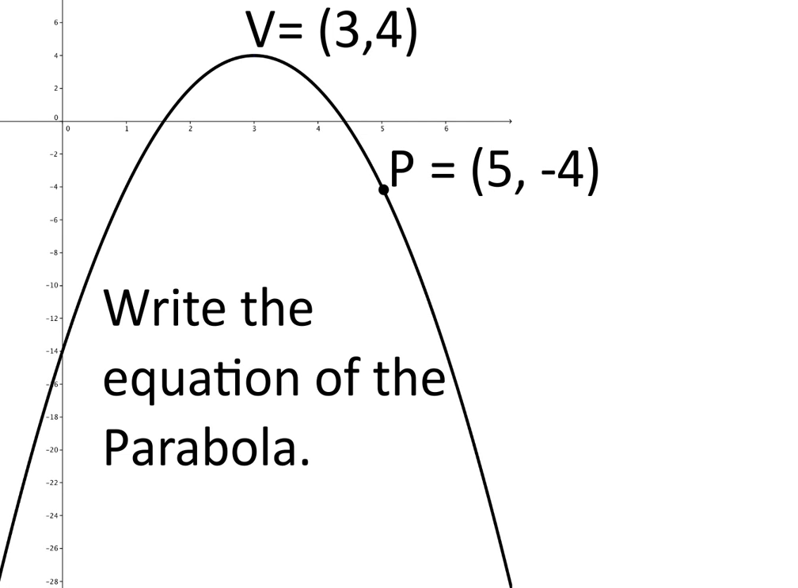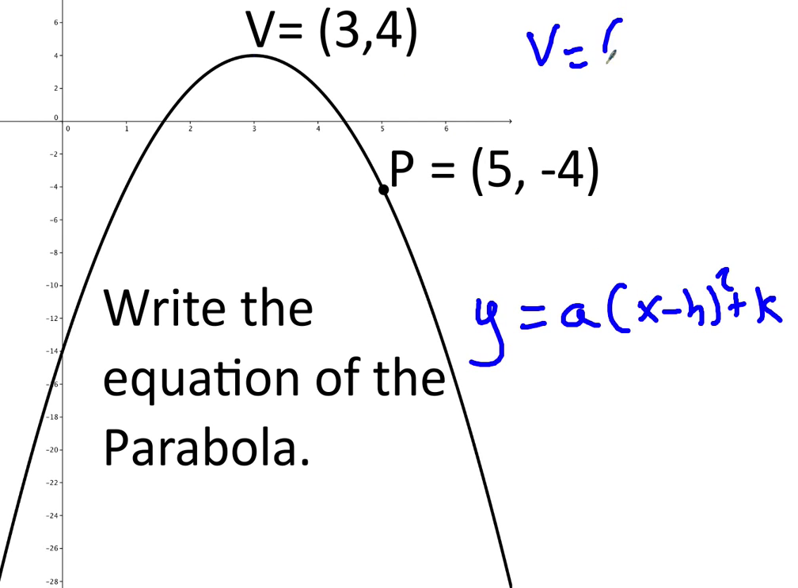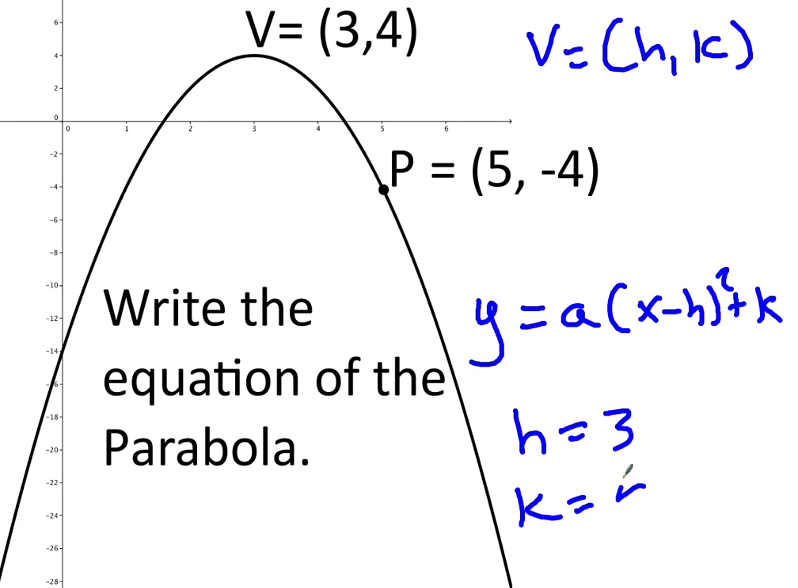Okay, kind of the converse of what we just did is finding the equation given the vertex and one point. Well, vertex form is y equals a times (x minus h) squared plus k, and the vertex is at the point h comma k. So if the vertex is 3, 4, then the value for h is 3 and the value for k is 4. So that means we can plug in the h value and the k value. So we almost have the equation now.